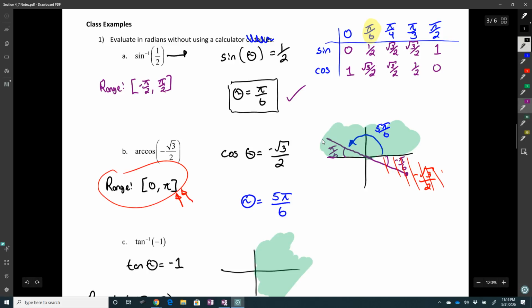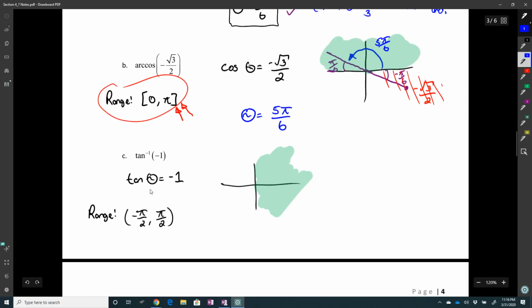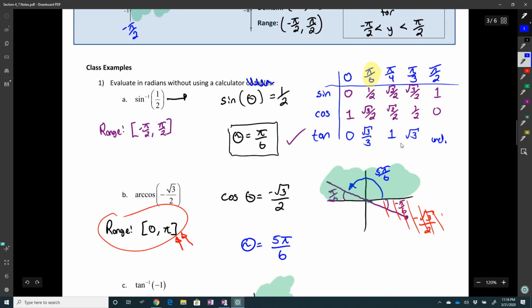And so a negative 1, if I add tangent to my table here, okay, so sine over cosine, 0 over 1 is 0, 1 over 0, undefined. This is 1 over square root of 3, square root of 3 over 3. This is 1, and that's square root of 3. So we have which tangent of what angle gives us negative 1? Well, there's my 1 right here. The angle is pi over 4.